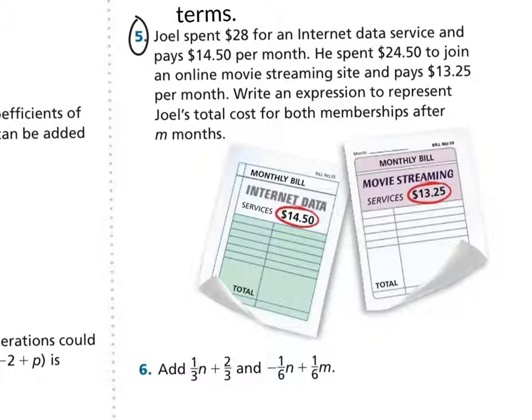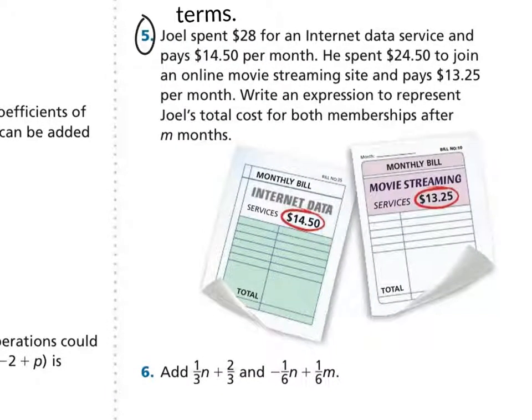And number 5, Joel spent $28 for an internet data service and pays $14.50 per month. He spent $24.50 to join an online movie streaming site and pays $13.25 per month. So write an expression to represent Joel's total costs for both memberships after m months.